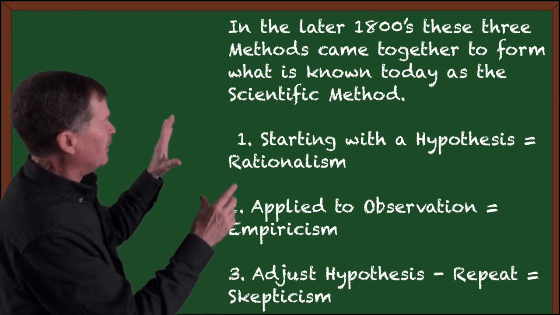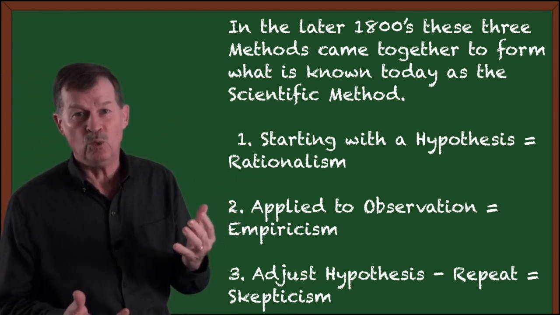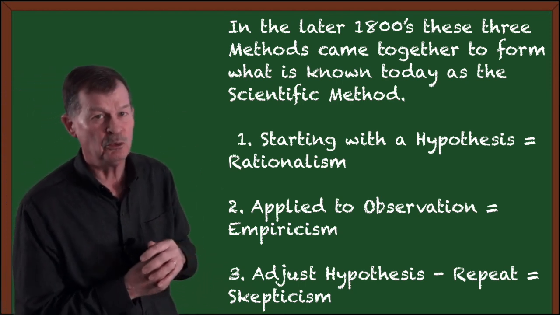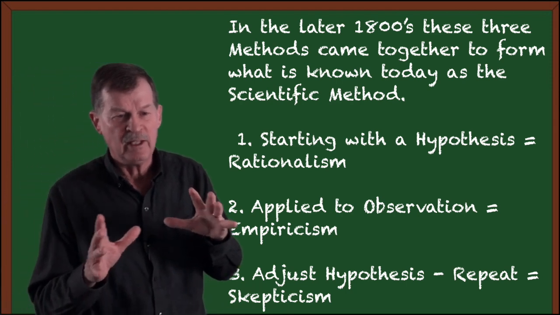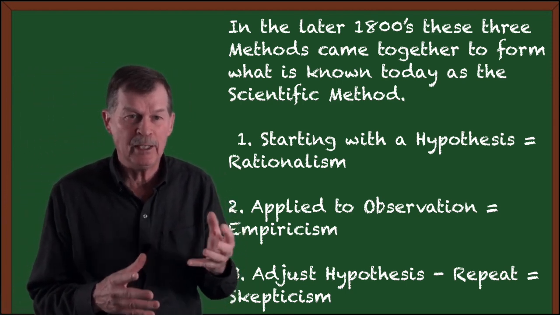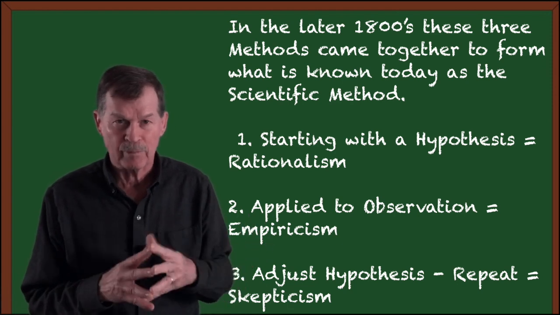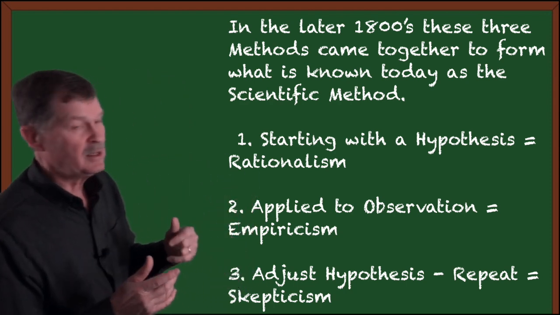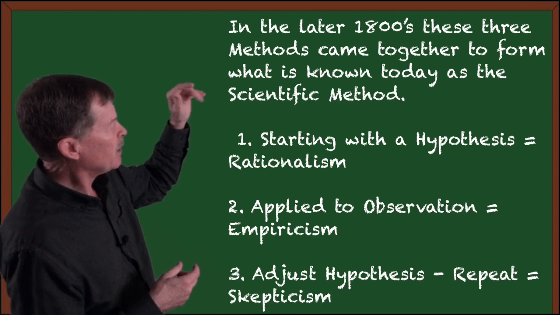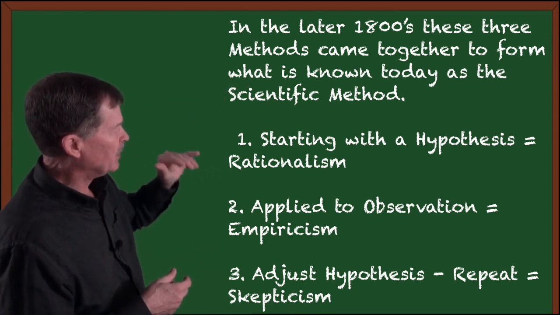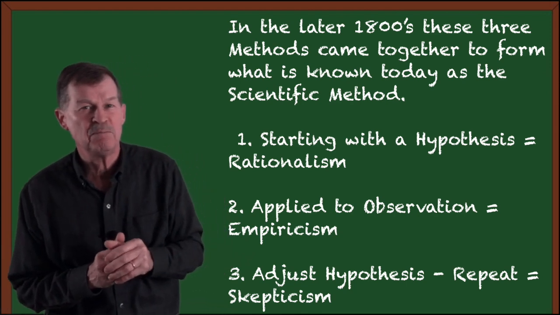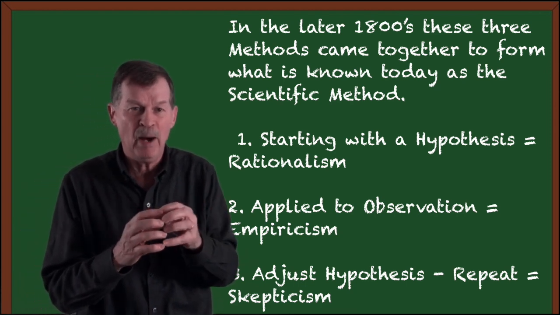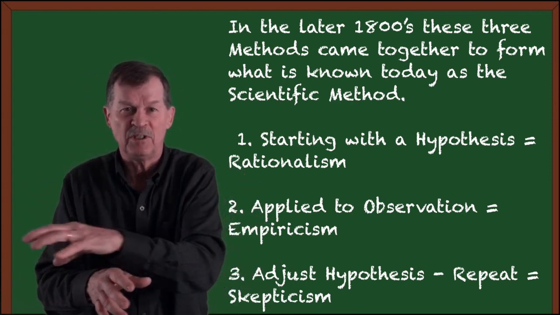And then number three, that's not the final word. We have to adjust the hypothesis, and we repeat it and continue repeating because of the doubtfulness of being able to declare truth. That's skepticism. So within the scientific method, we have rationalism, empiricism, and skepticism. The scientific method is really a method determined by the three philosophies.